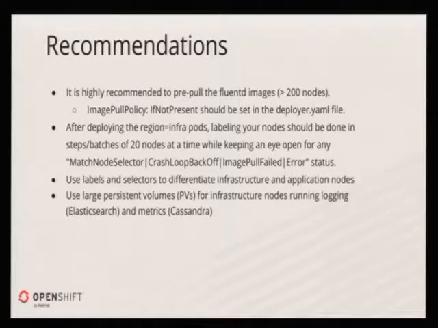So these crash loop back off issues happen at scale quite often. Match node selector is related to the scheduler predicates, but it's not so common, and it will be fixed. So still, you should use labels and selectors and daemon sets if necessary to differentiate your infrastructure from your application nodes, and use persistent volumes for your infrastructure nodes. In this case, Elasticsearch and metrics if you're going to deploy this. I will pass the word now to Elko to talk about.